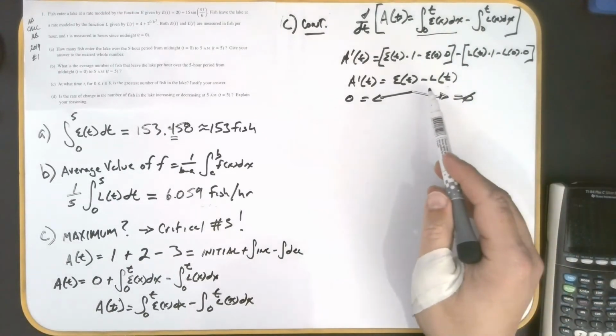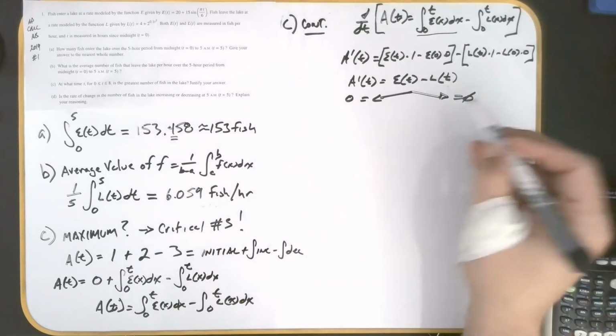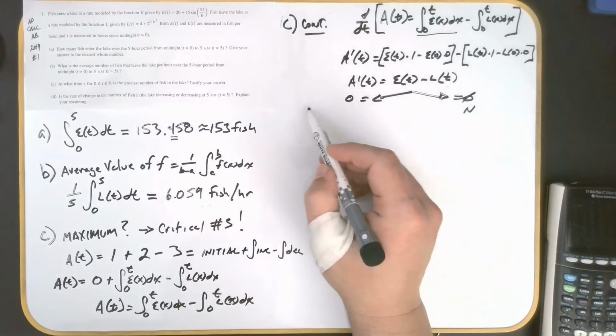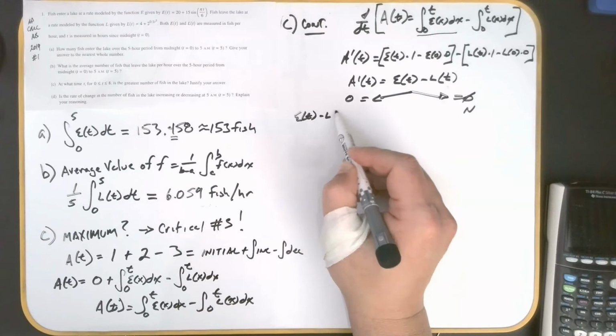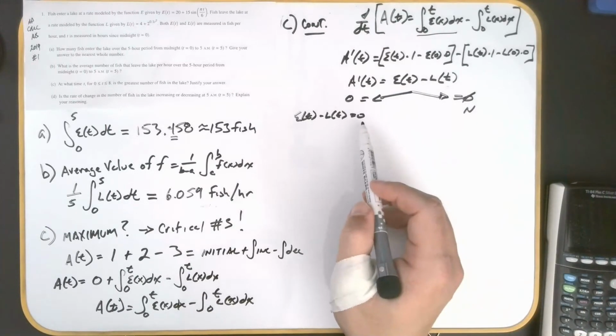So now let's go ahead and look at our functions. As it turned out, it's the sinusoidal minus the exponential, and there are no domain restrictions. This thing is never undefined. But now we have to say, all right, when is E of t minus L of t equal to 0? And this is a pure calculator question.